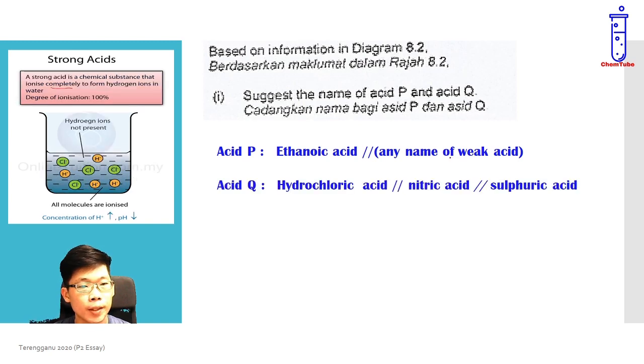Okay, then Q is a strong acid. A strong acid is a chemical substance that ionizes completely, so the degree of ionization is 100%. So you can suggest any one of these strong acids: hydrochloric acid, nitric acid or sulfuric acid. So you have to give the name. You cannot use any formula. So 2 marks.